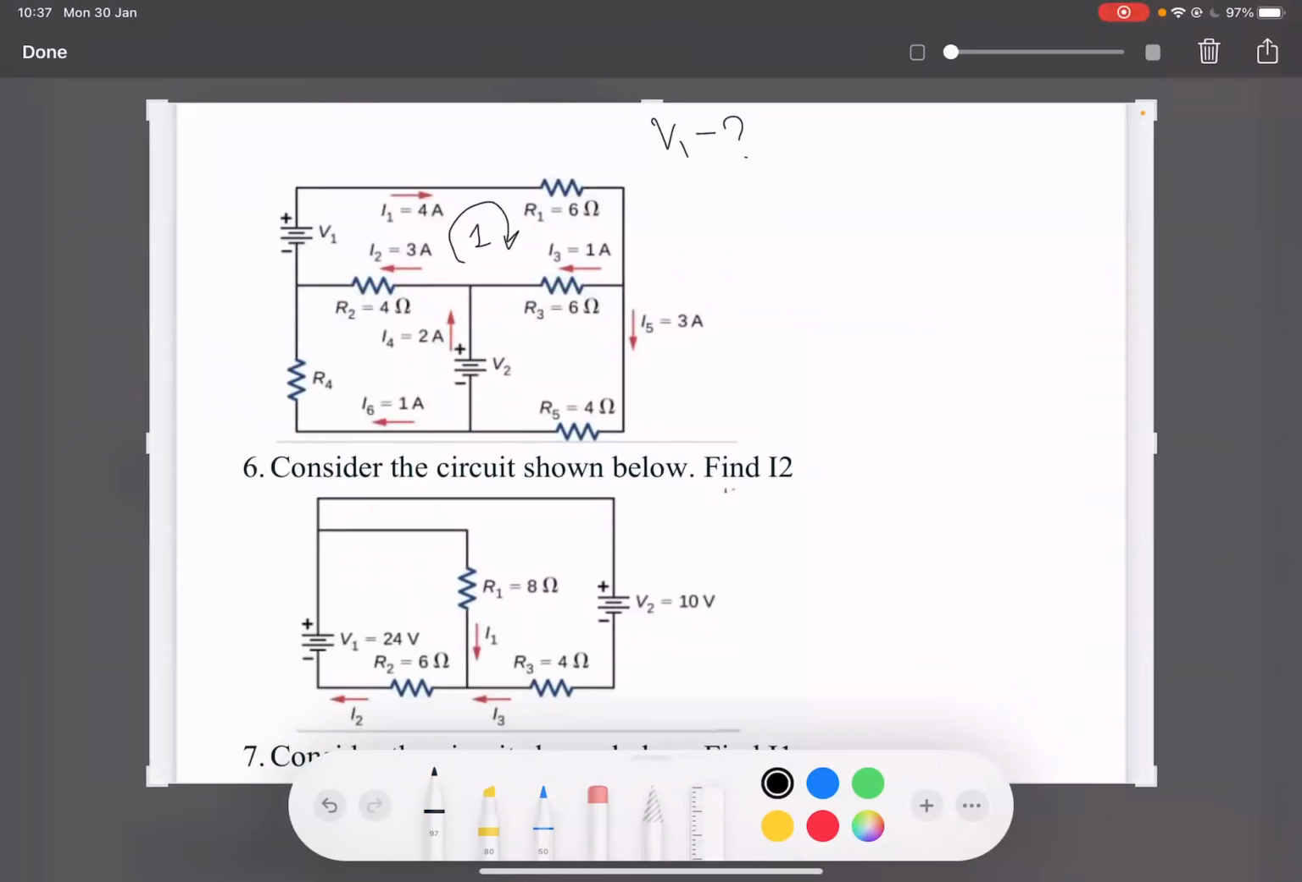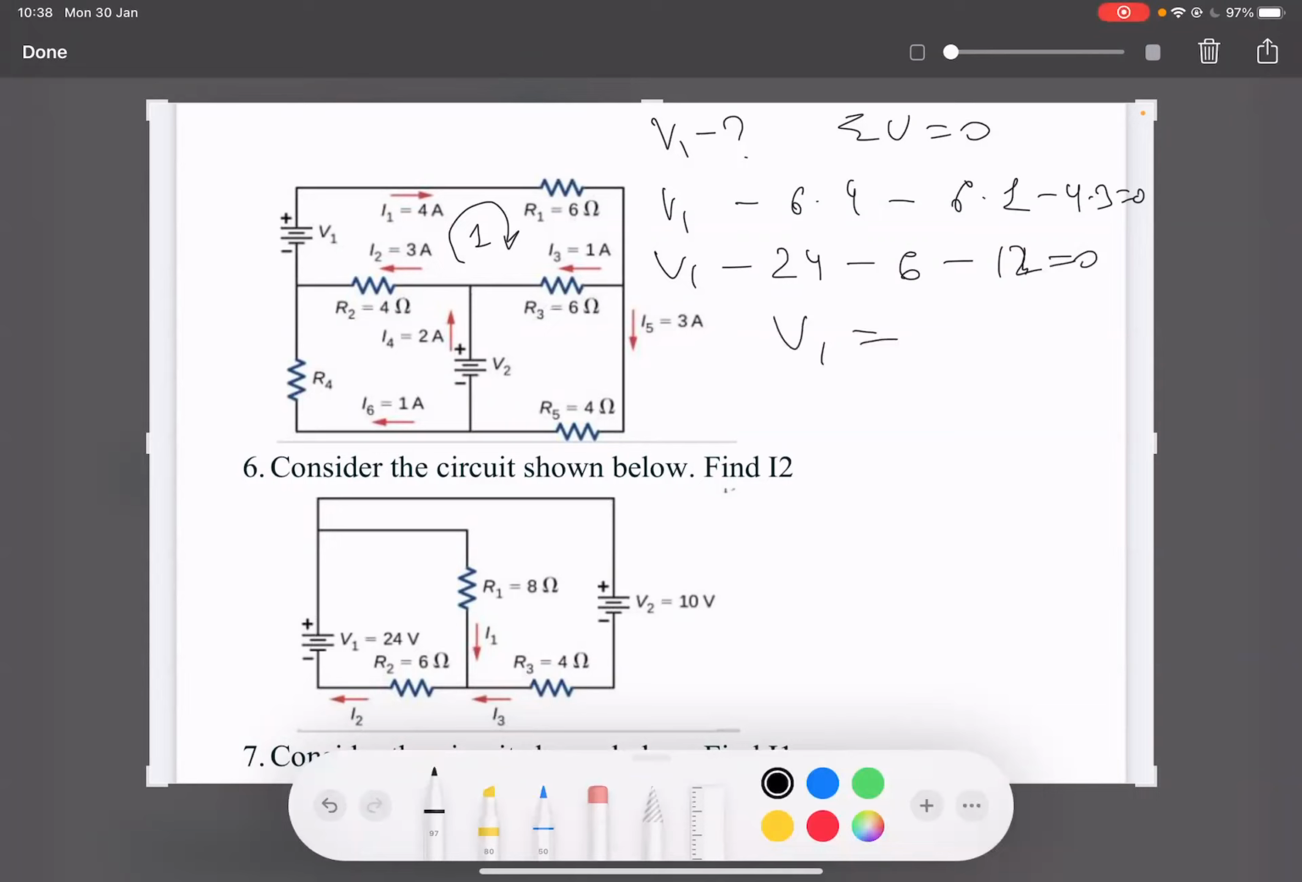We know that the sum of all voltages is equal to 0, correct? So let's start from the battery. What should I write down? Plus V1, then minus 6 ohm multiplied by 4 amperes, then minus 6 ohm multiplied by 1 ampere, and then minus 4 ohm multiplied by 3 amperes. So V1 minus 24 minus 6 minus 12 is equal to 0. So V1 will be equal to how much? 42 volts.